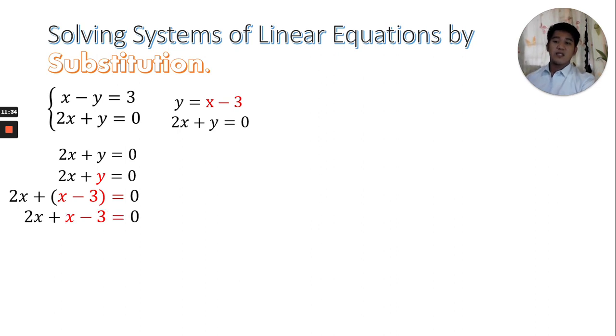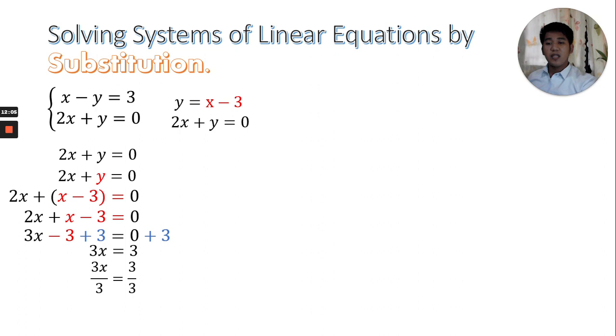Then simplify. So 2x plus x minus 3 is equal to 3x minus 3. We want to eliminate negative 3, so we add the additive inverse, which is positive 3, to both sides of the equation. So 3x minus 3 plus 3 is equal to 0 plus 3. We have 3x equals 3. We call that the addition property of equality, the use of the additive inverse. Then, divide both sides by positive 3, and we get x is equal to 1.